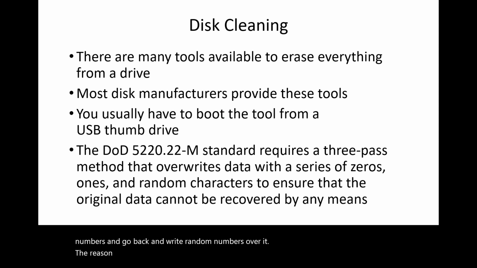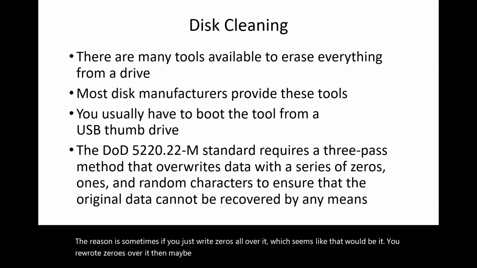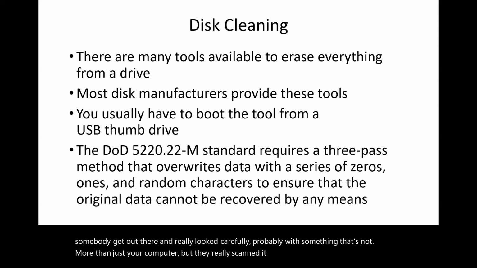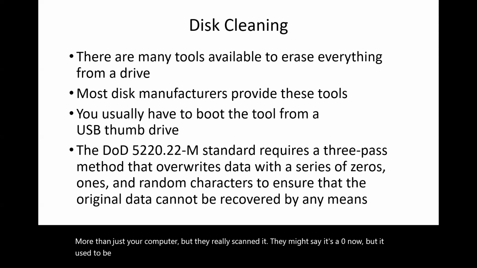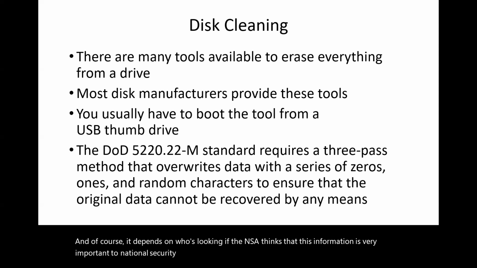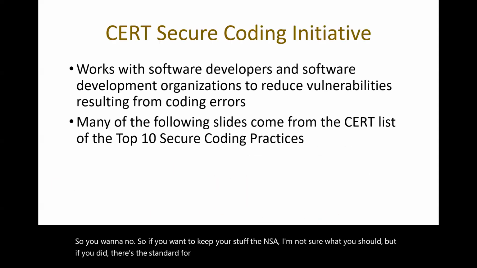The reason is sometimes if you just write zeros all over it, which seems like that would do it, you rewrote zeros over it, there may be latent information. In other words, yes, it's 0, but if somebody really scanned it carefully, they might say, oh, it's a 0 now, but it used to be a 1. And of course, it depends on who's looking. If the NSA thinks that this information is very important to national security, they are going to look very carefully. So if you want to keep your stuff in the NSA, I'm not sure that you should, but if you did, there's a standard for keeping your information secure.